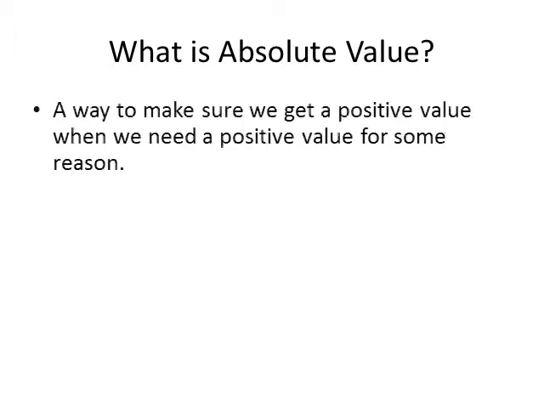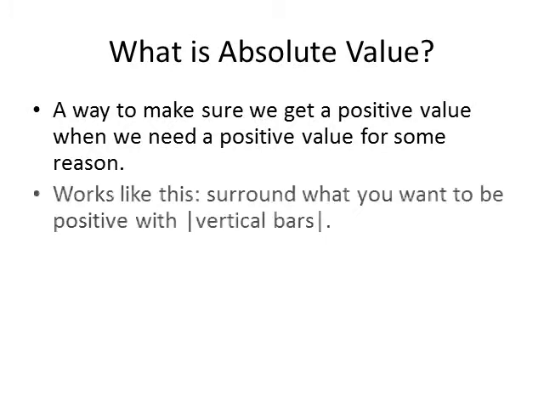So in order to talk about absolute value, the thing we're going to start with is what is absolute value. Absolute value is a way to make sure that whatever we get is a positive value, and we need it to be a positive value for some reason or another. The syntax works like this. Whatever you want to make be positive, you surround with vertical bars.